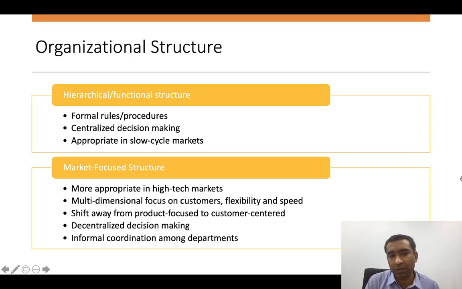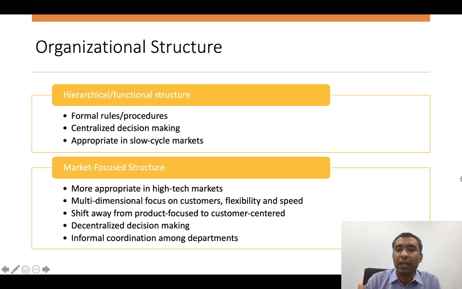So they work together, but there is not very much formal coordination within the departments, because formal means that you have to write and take approvals and all this. Informal allows you to work quickly and efficiently within the organization. Departments work together very quickly without going through formal procedures of team development and all this. That is why market focused structures are more suitable for high tech products, because they can work quickly in an informal way.